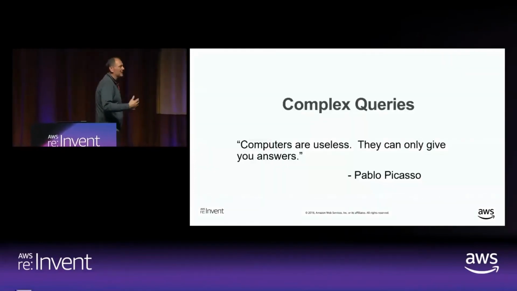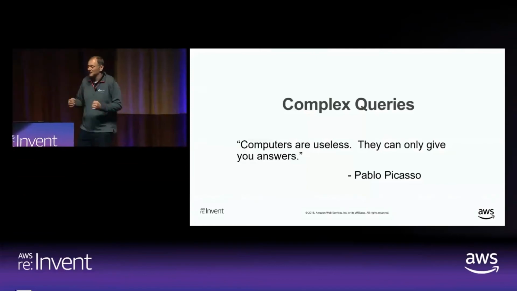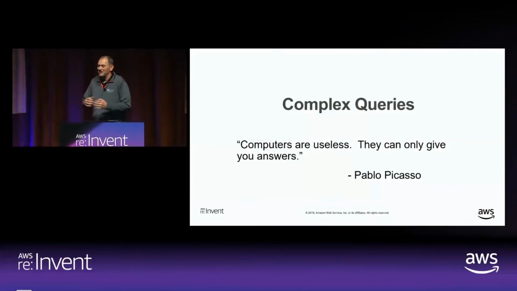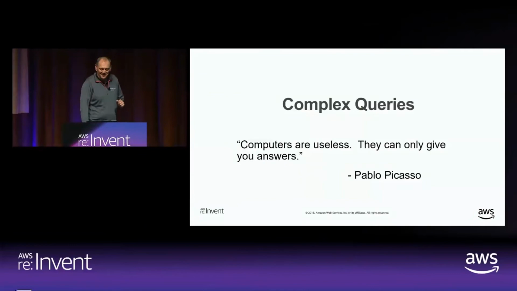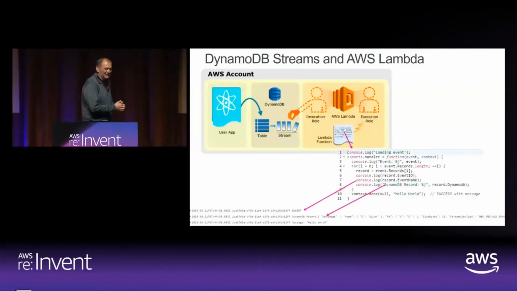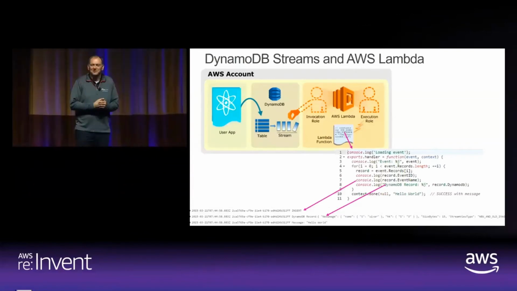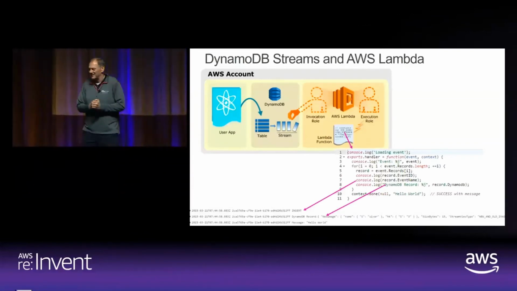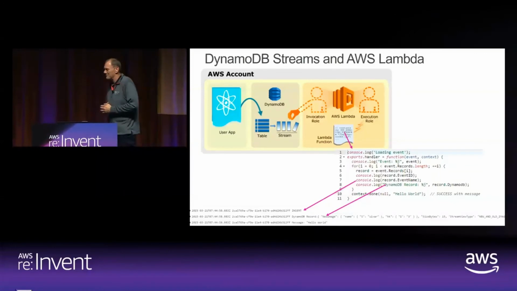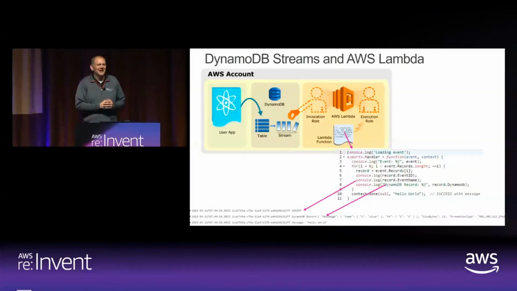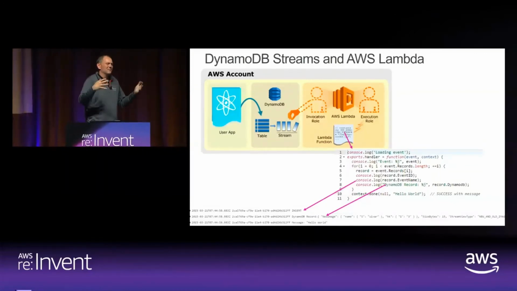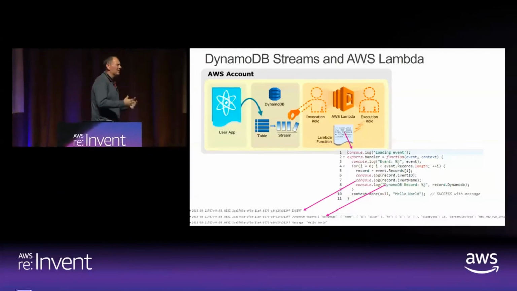All right, so complex queries, right? It's all about the questions. Computers give you answers, but we have to ask the right questions. One of the things that NoSQL databases aren't so good at is actually answering those complex questions, right? I mean, I need to know what is the count, the average, the sum, the maximum, the minimum in a given set, all kinds of complex computed aggregations, things that may be stored procedures.